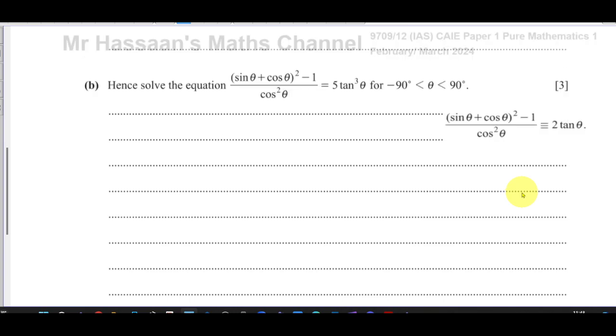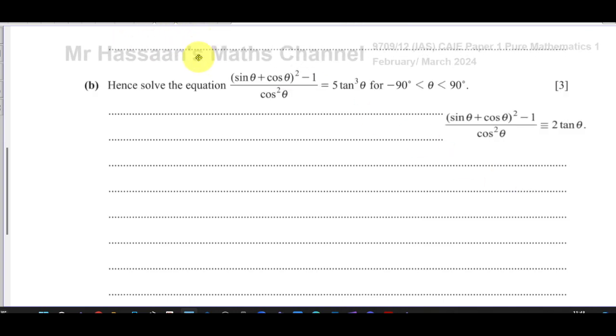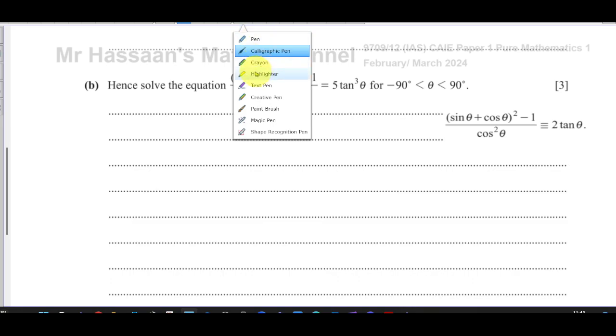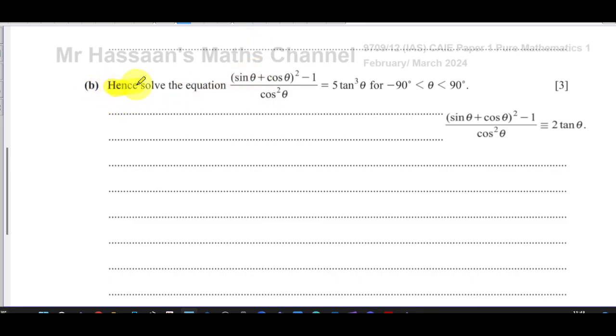So part B says hence. Hence means using the result that we just got. In fact, even if you don't know how to do part A, you can use the answer to part A to answer part B. So hence solve the equation, and they give us this equation: (sine theta plus cosine theta) squared minus 1, over cosine squared theta, equals 5 tan cubed theta.